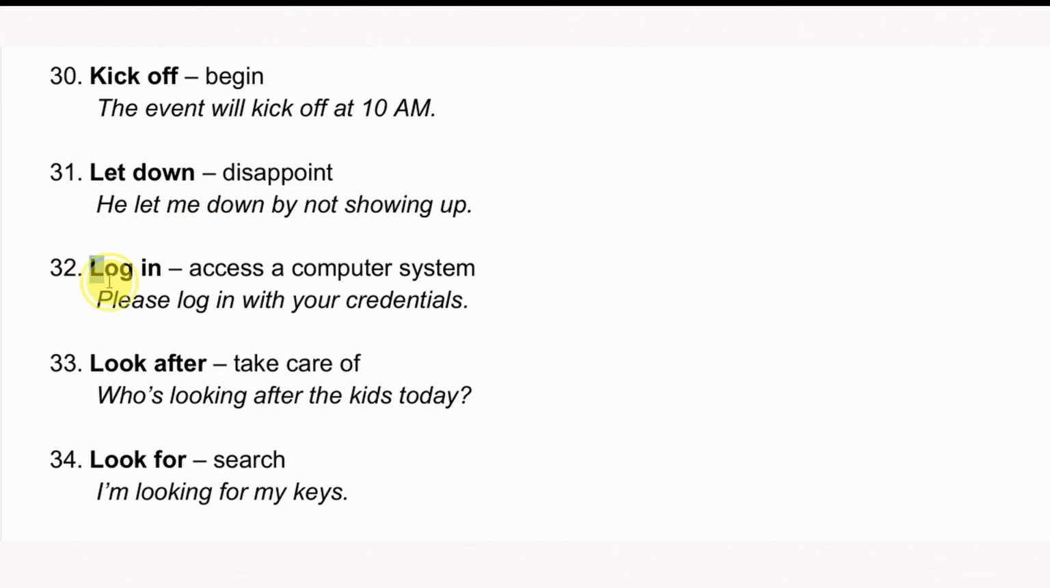32. To log in. To log in means to access a computer system. But we cannot only use log in when talking about a computer system, but also when we're talking about some online platforms or accounts. It can be Gmail, it can be Facebook, it can be Twitter. All these online platforms or online accounts will ask you to log in, means to access.